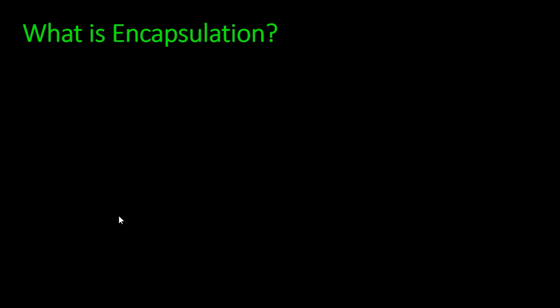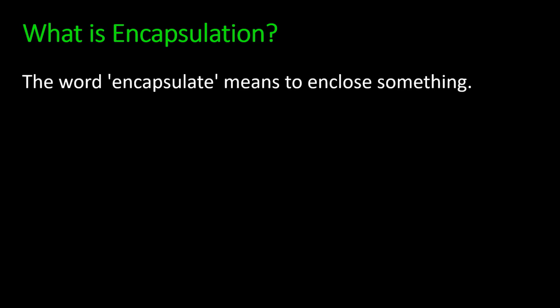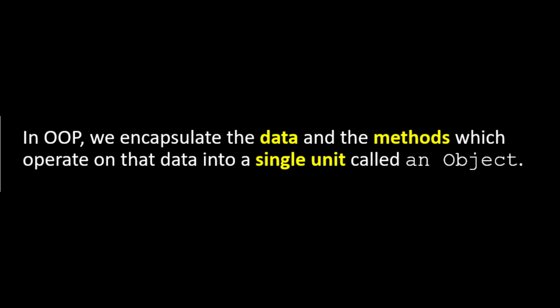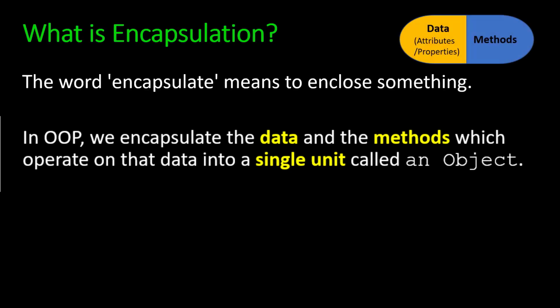Now let's talk about encapsulation. The word encapsulate means to enclose something. In the case of OOP, we encapsulate the data and the methods which operate on that data. We put the methods and the data together into a single unit and we call it an object. So it looks like a capsule.